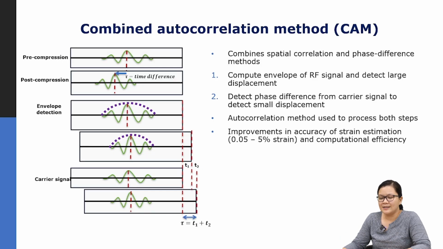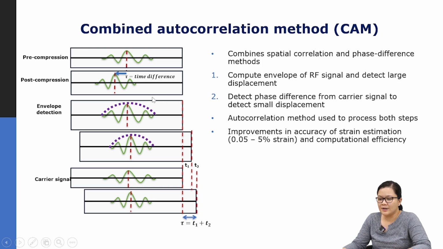So what has been done now is to combine the benefits of both the spatial correlation and the phase difference algorithms. Now I'll talk about this combined autocorrelation method that has been implemented into clinical scanners. For example, here you have your signal before you compress the tissue and the signal after you compress the tissue. There will be a time shift that will be computed.